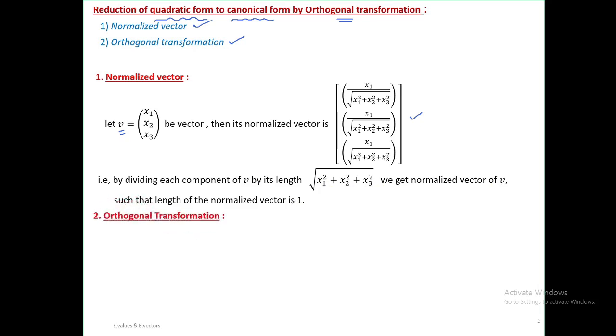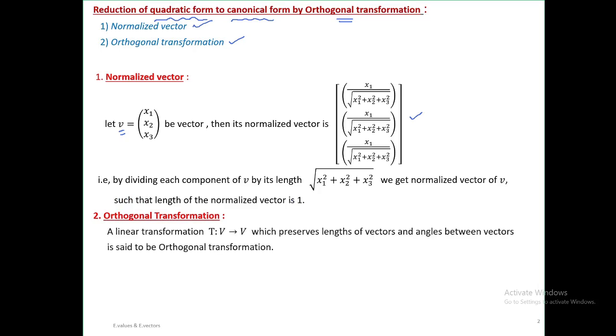And the second one is orthogonal transformation. A linear transformation T from V to V, which preserves lengths of vectors and angles between vectors. So what is meant by this? Preserves lengths of vectors and angles between vectors.